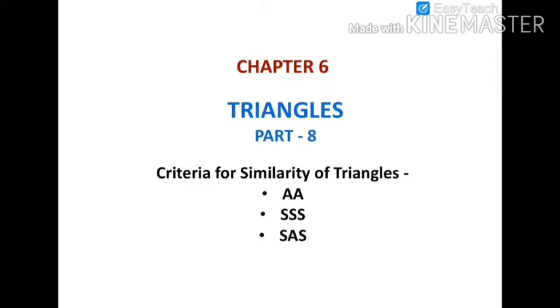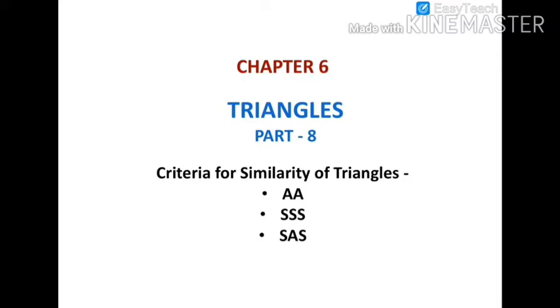So far in the chapter we have studied the basic definition for similarity of figures, and we have studied the basic proportionality theorem and its converse and applied it in solving questions of exercise 6.2. In today's video class, we will obtain some criteria for similarity of triangles. There are three criteria for similarity: angle, angle; side, side, side; and side, angle, side.